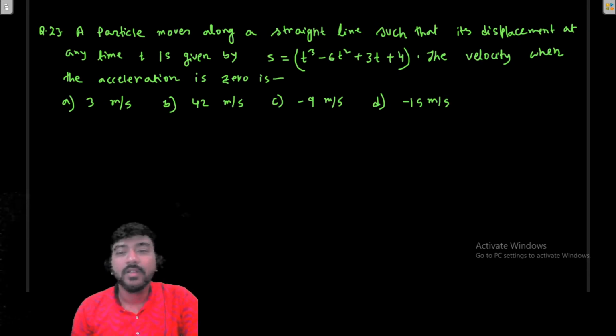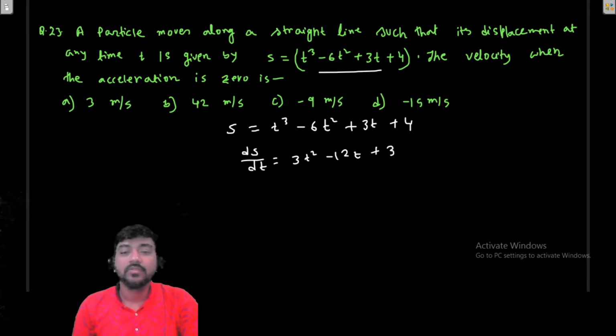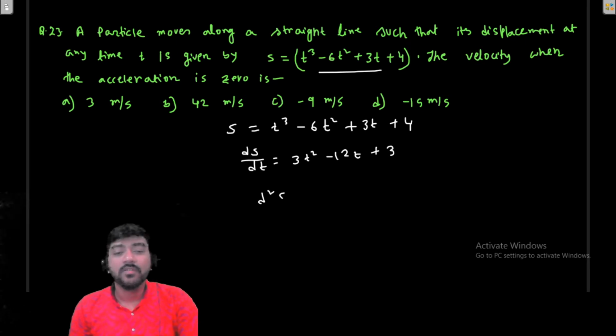A particle moves along a straight line such that the displacement-time relation is given. Find the velocity when acceleration is 0. So find velocity and acceleration both. Here s is equal to t³ minus 6t² plus 3t plus 4. So what will be ds/dt? ds/dt will be 3t² minus 12t plus 3. This is velocity. And acceleration is d²s/dt², so it will be 6t minus 12.